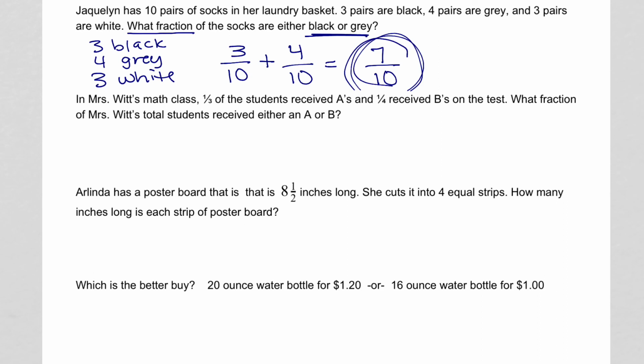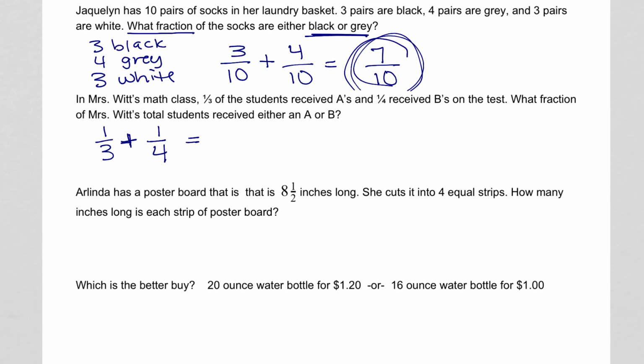All right, Mrs. Witt's math class. 1/3 of the students received A's, and 1/4 of my students received B's on their test. So let's see, 1/3 got A's, and 1/4 got B's. We want to know what fraction of the total students received either an A or a B. Well, I know that 1/3 of them got an A and 1/4 of them got a B. So if I added those together, that would tell me how many had either an A or a B, right?